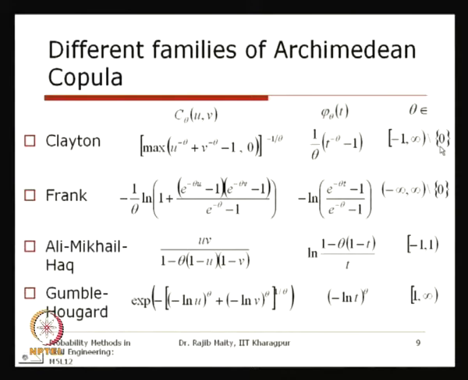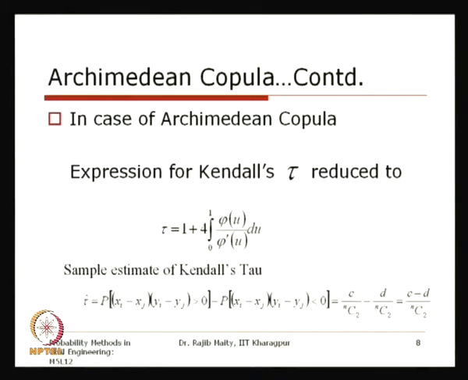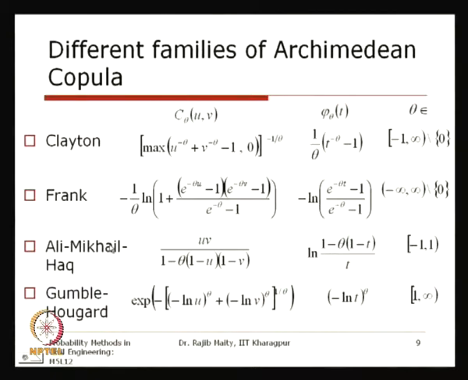Now we will see how this function, which we have seen as the generator divided by its first derivative, integrated from 0 to 1 and multiplied by 4, and then added to 1, gives the relationship with tau. What I am telling is this: Kendall's tau equals 1 plus 4 times the integral from 0 to 1 of phi of u divided by phi prime of u, du. We will just see for these 4 Archimedean copulas how that is related to tau.